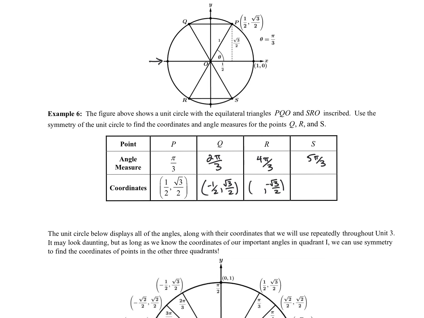Negative square root 3 over 2. Why is that one bigger again? Good. All right. And so then my x value would be what? Negative 1/2 because I moved left.